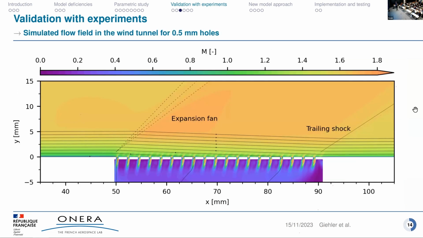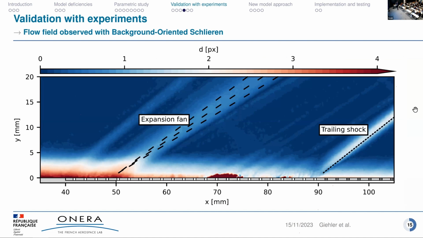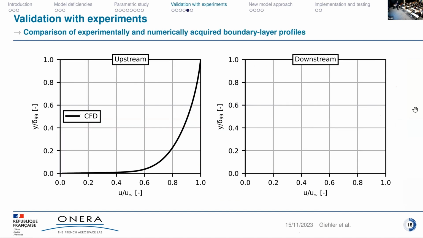And just to remind you, this is how the flow field looks like in the simulations. This is the experimental flow field with Schlieren visualization. We have an expansion fan, trailing shock, same. And we even see faintly that we have here some expansion fans and barrier shocks. So we have some wavy topology, I would say, like this. But of course, we want to go a bit more quantitatively in the comparison.